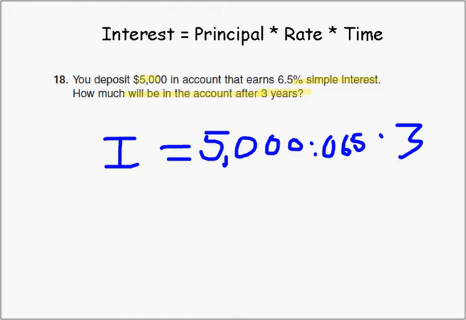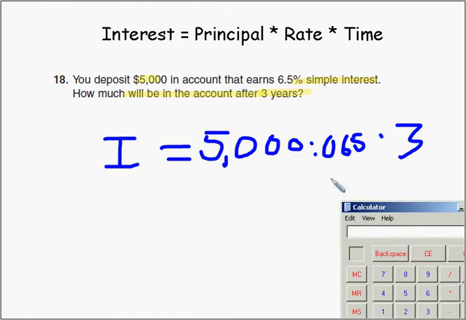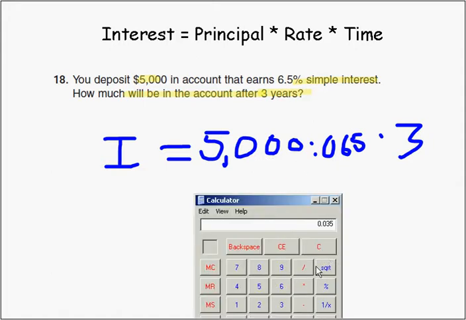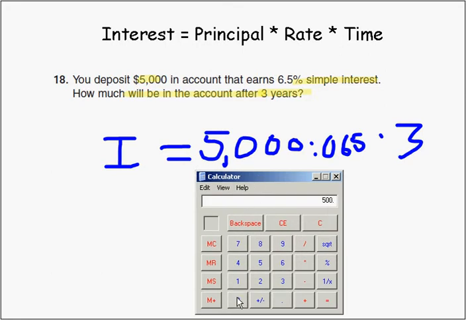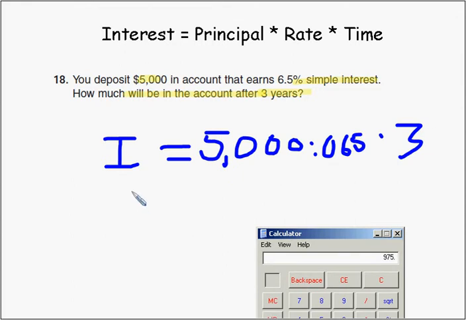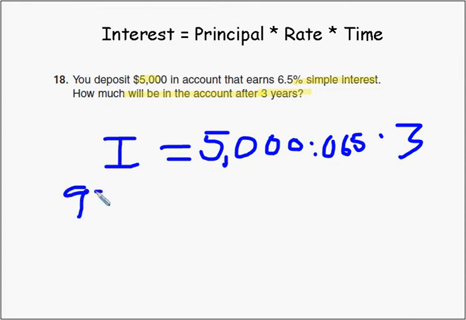So what we do here, 5,000 times 0.065 times 3 equals $975. So that's $975. So is that the answer to our question?